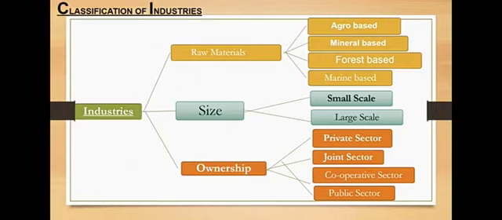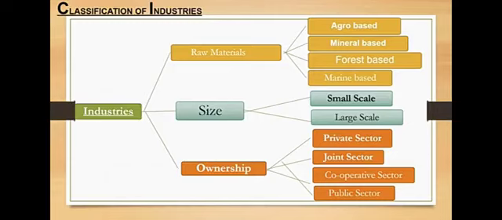So next topic, how do we classify industries? Actually, industries are classified based on 3 main things. The first one is raw material, the second one is size, and the third one is ownership. Raw material means which input we are giving to that particular industry. Raw material is again classified according to the inputs: agro-based, mineral-based, forest-based, and marine-based.